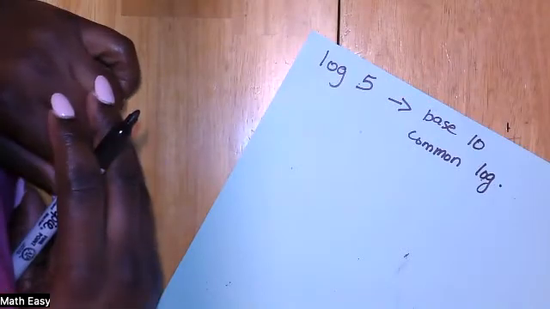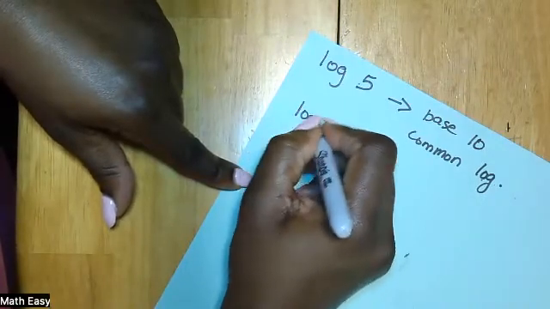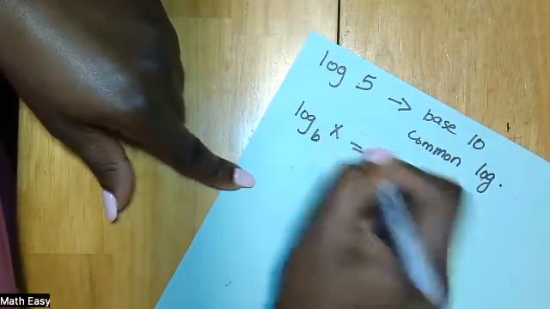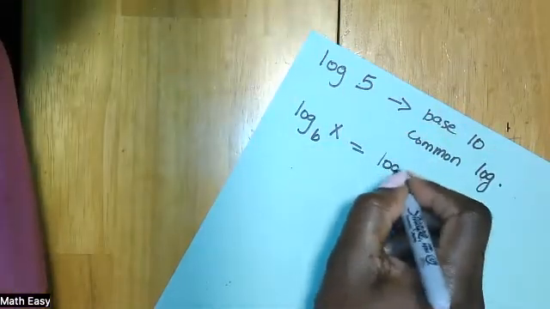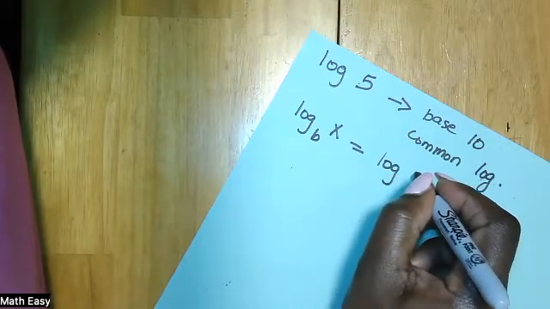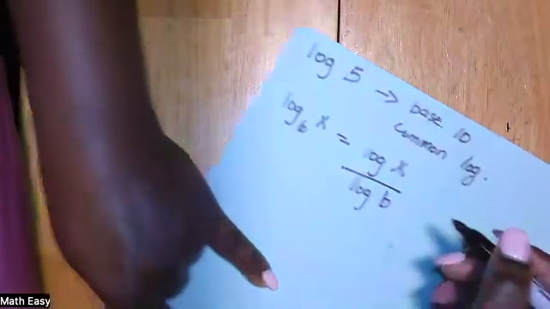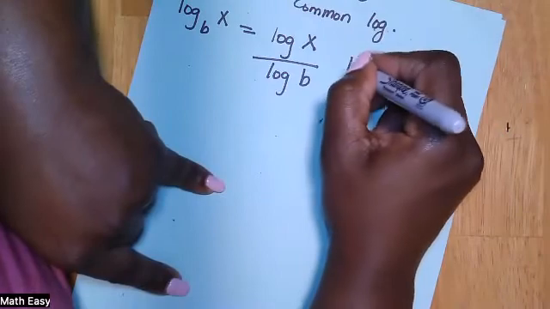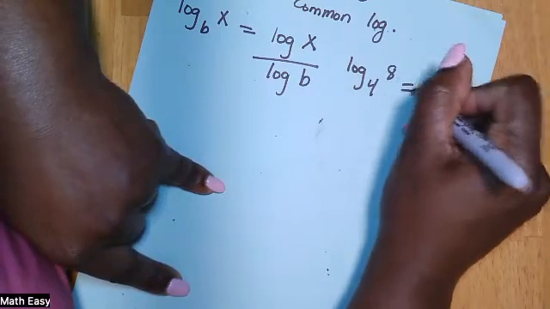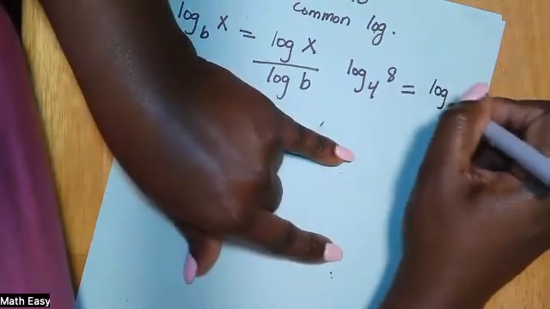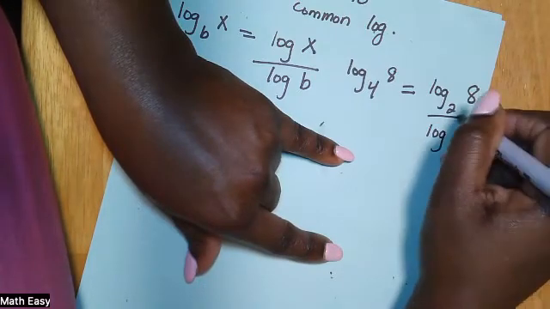Now, we can do our change of base formula. This is when we have one base and we need to convert that log into another base. What do we do? We take log of the constant divided by log of the base. So for example, if I have log base 4 of 8, if I need to change the base, I can do log base 2 of 8 over log base 2 of 4, right?